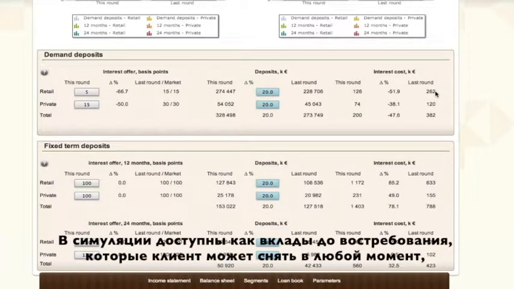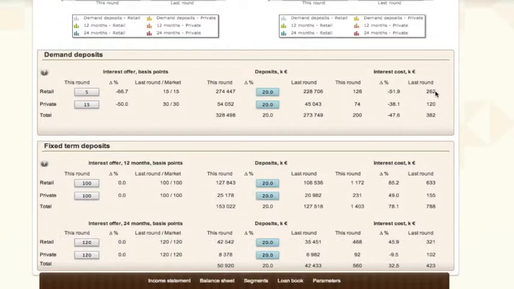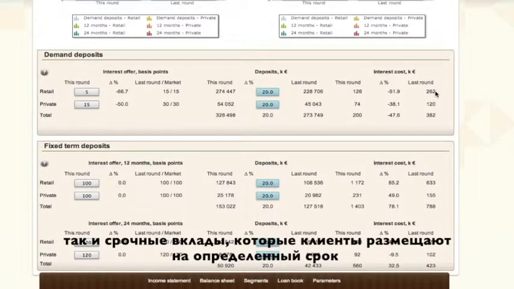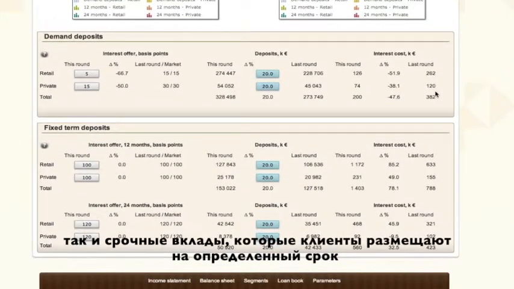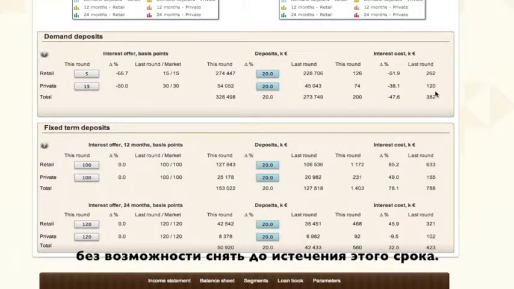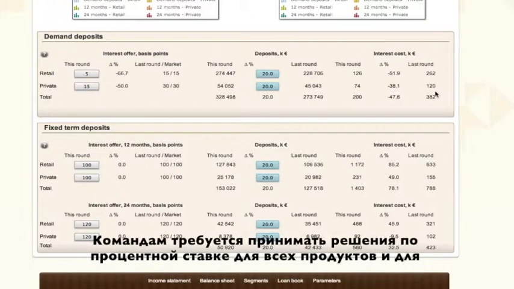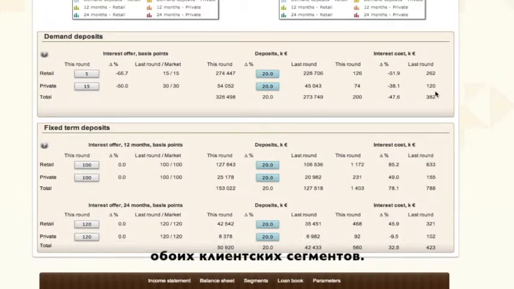The deposits page covers both demand deposits that can be withdrawn from the bank at any time, as well as fixed-term time deposits in both shorter and longer time periods, where customers commit to keeping the funds without the ability to withdraw them at will. Participants need to decide appropriate average interest offers for their customers for all available products and for both segments.